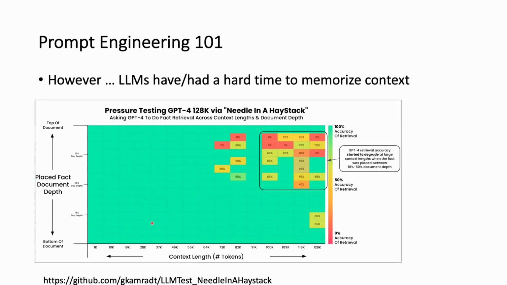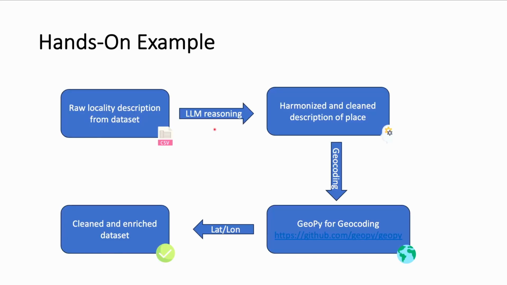You can upload books of data and heaps of tables, and they will fit into those large language models as part of the prompting. Just be aware that the working memory of large language models still has limitations. I apply LLM reasoning and create a harmonized and cleaned description of a place. And then with this new column, I can do geocoding.